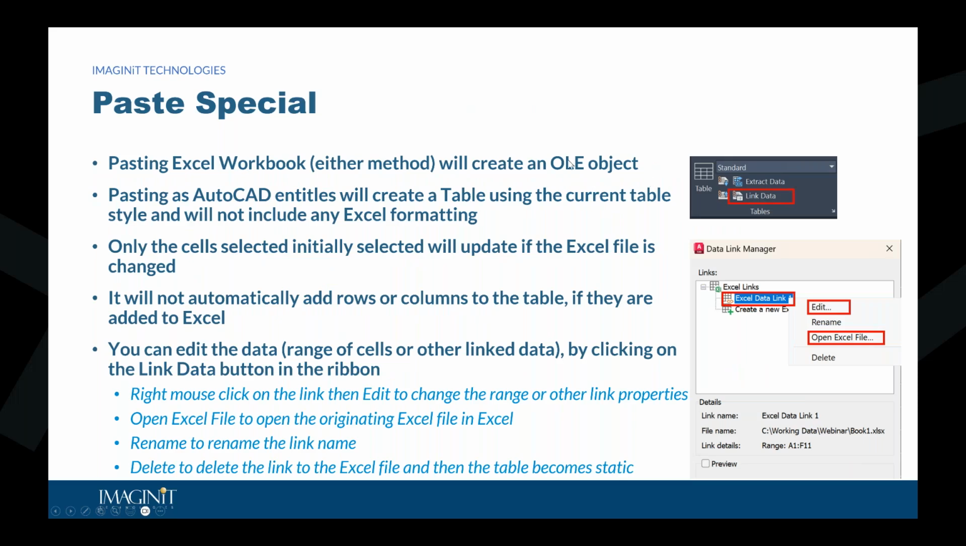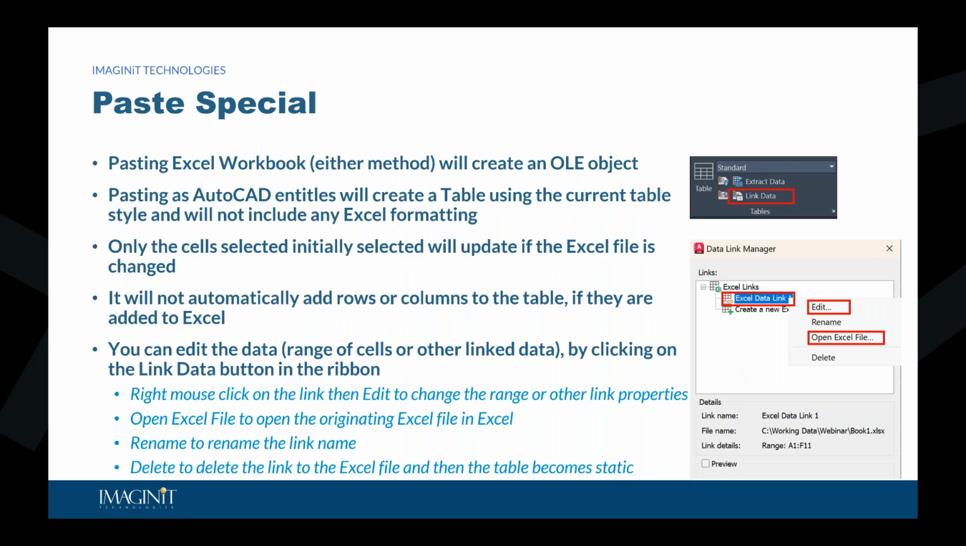Right, so pasting the Excel work, either method will create an OLE object. Beware, if it's an OLE object, it's not a table, it's not an AutoCAD entity per se. So pasting as AutoCAD entities will create a table using the current table style and not include any Excel formatting. Only these cells initially selected will update if the Excel file is changed. It will not automatically add rows or columns to the tables if they're added in Excel.